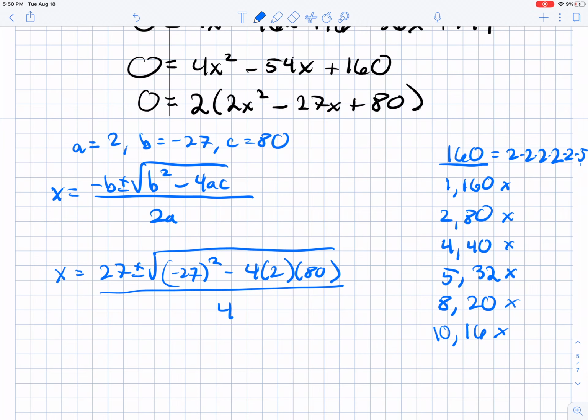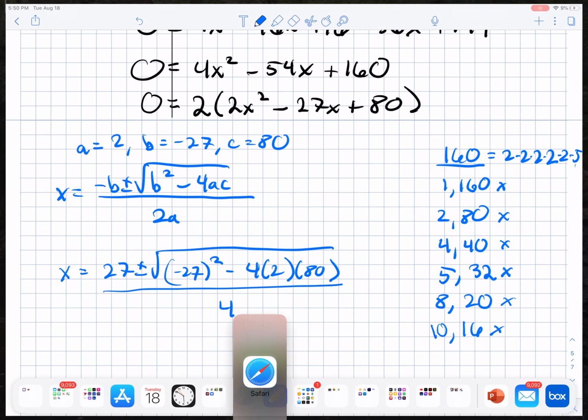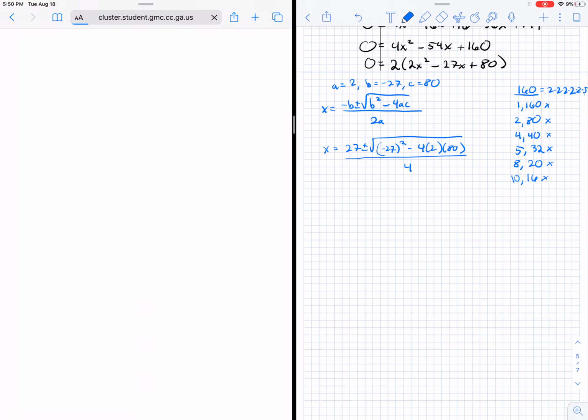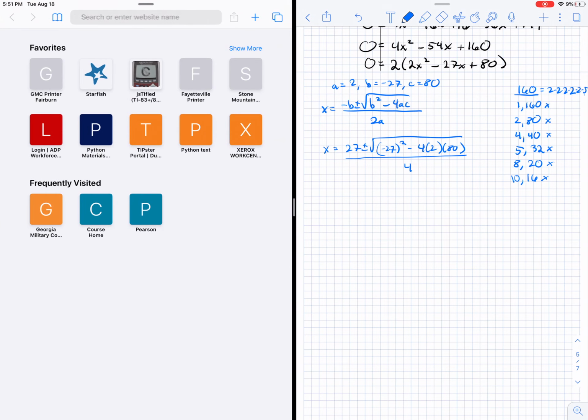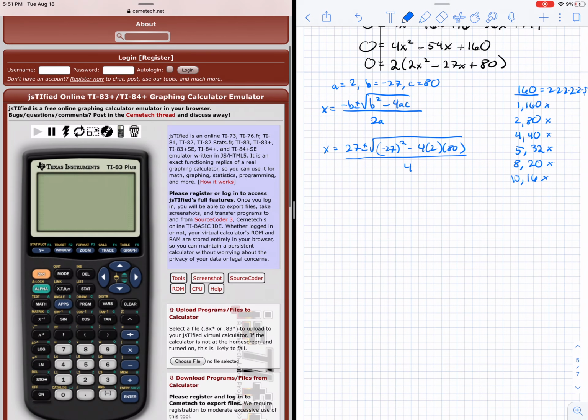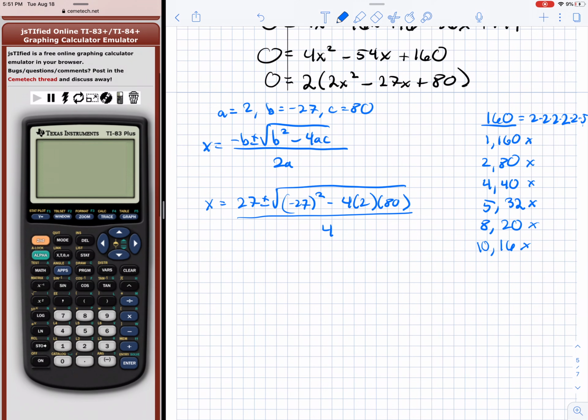I still feel like let me do this in the calculator really quick and see what happens. So if we go here, let's go like this. We don't need that. Here we go. This one. Reload and refresh. Okay. So let's try 20. Let me see. Parentheses 27 minus the square root of negative 27 squared minus 4 times 2 times 80.